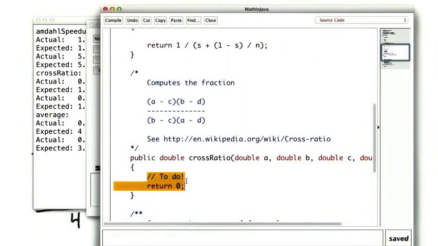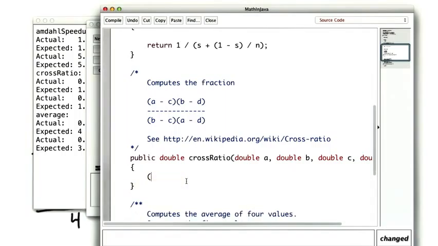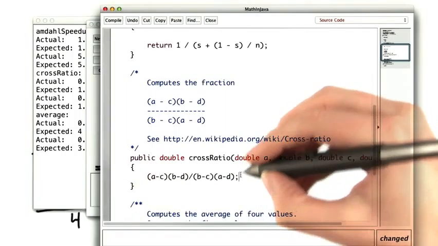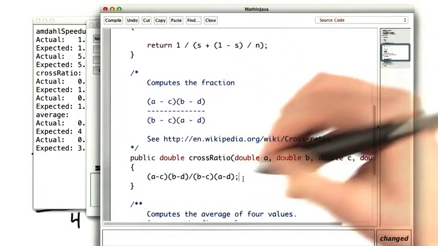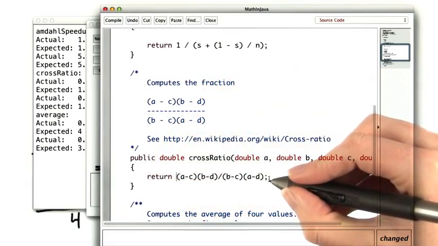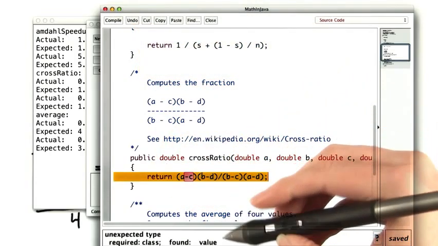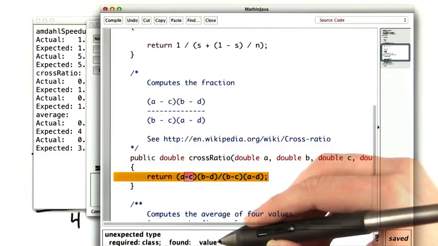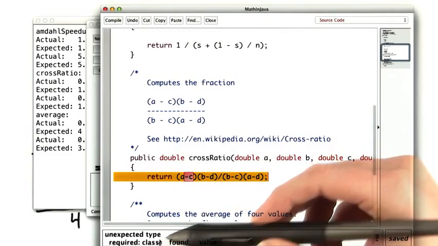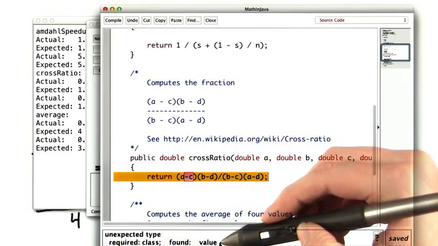but we still need to do the cross ratio. I'll try doing this sort of naively again. I've written this as it looks, but flattened it onto one line. So if I return this quantity and I compile, I'm getting an error. Unexpected type, required class, found value.